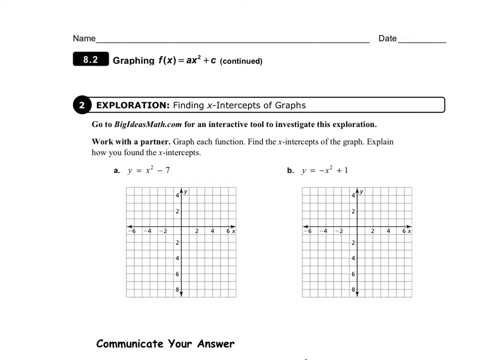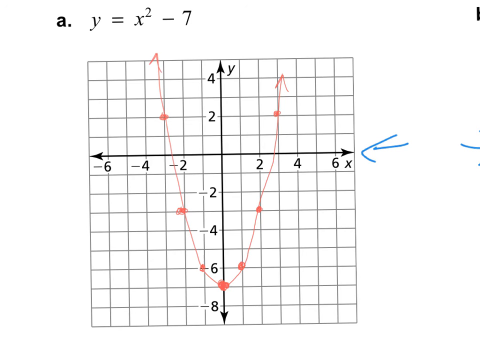At this time, take a moment to graph A and B, paying very close attention to where everything crosses the x-axis, because on these two we're going to be looking specifically for the x-intercepts of the graph. So you can do this in your graphing calculator and transfer it to your paper. In this one we can see that it's crossing the x-axis somewhere between the 2 and the 3 and the negative 2 and the negative 3.